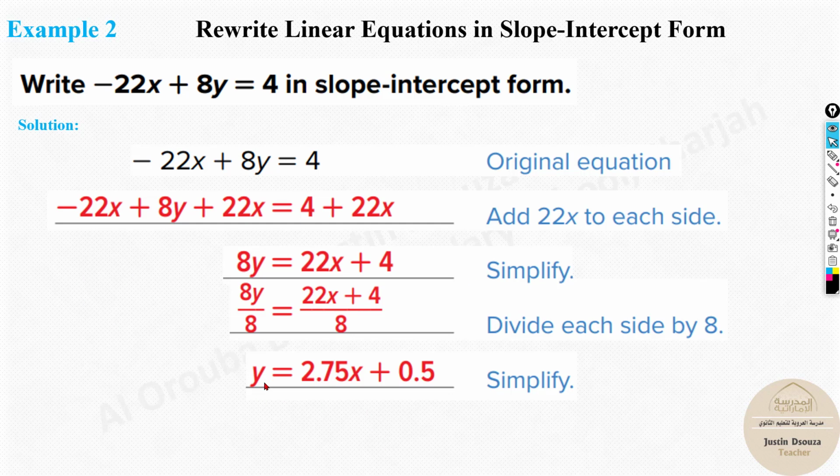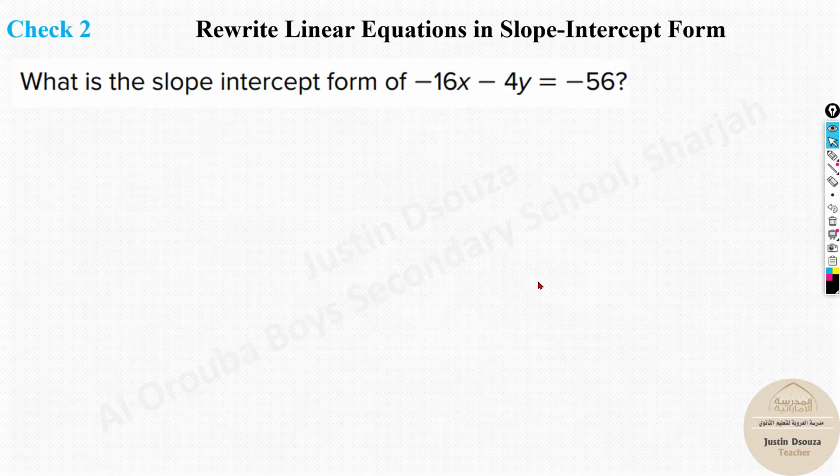Now this over here is y equals mx plus b. If the equation is in slope-intercept form, you can easily look at the equation and tell what the slope is. It's positive 2.75 and the y-intercept is 0.5. And that's how we do it.